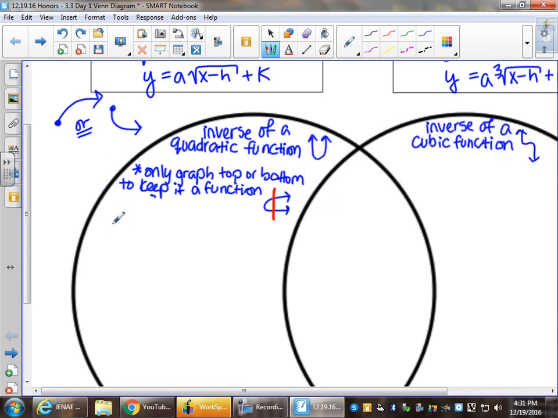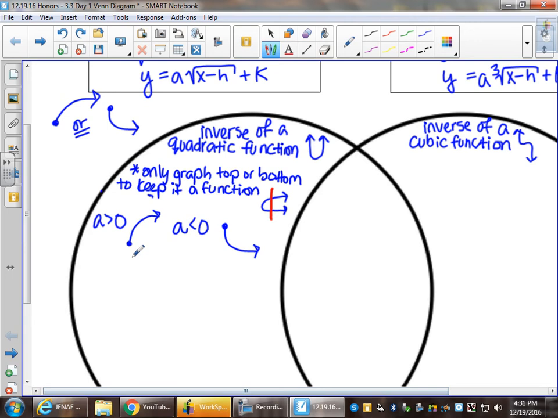Okay. If a is greater than 0, it means that it has a starting point and it goes up. It's increasing. If a is less than 0, starts high, decreases. So you could kind of think of it as if a is greater than 0, you've got the top half. If a is less than 0, you have the bottom half. That same increasing, right, this is increasing left to right, decreasing.